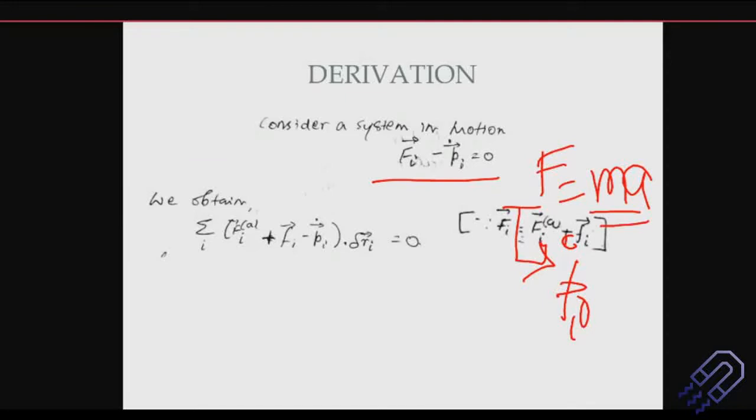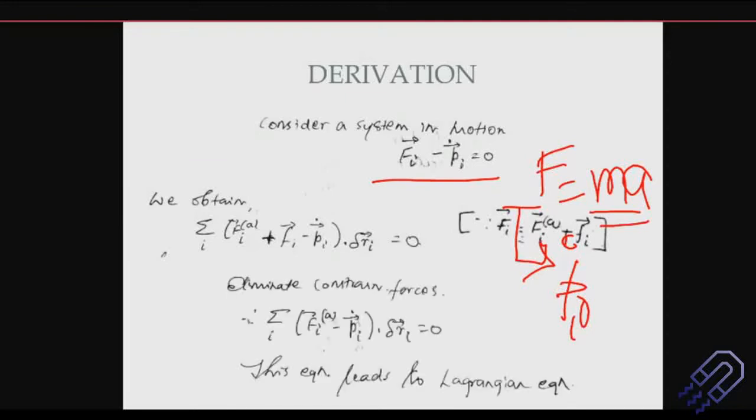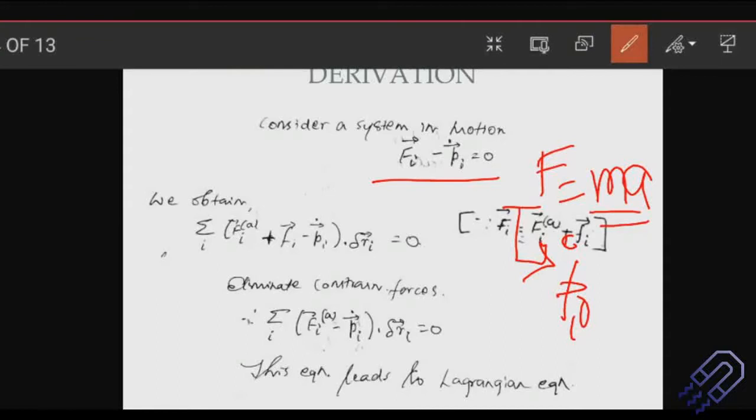if you remember this, the force that we have here is nothing but a combination of the applied force and the forces due to the constraint. So Fa is equal to capital F minus fi, or Fi is equal to Fia plus fi, right? So you can just replace it here.